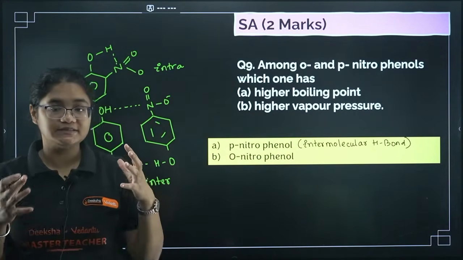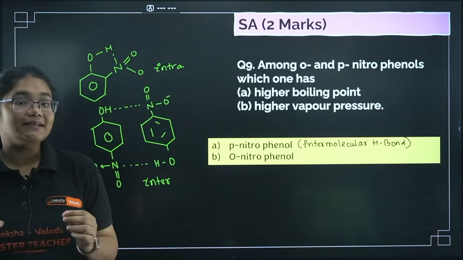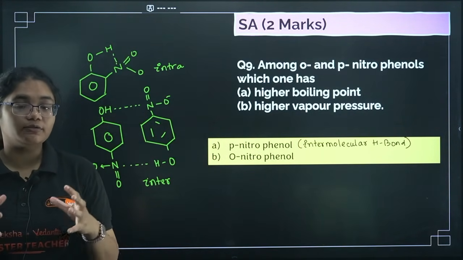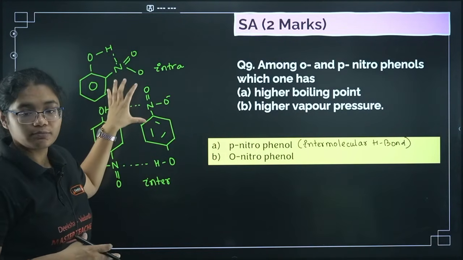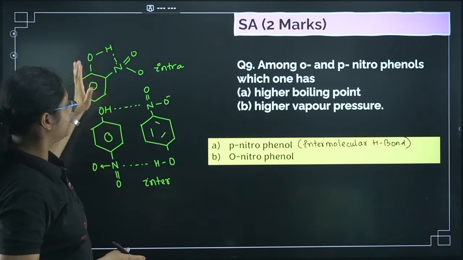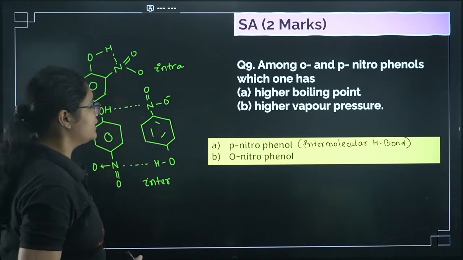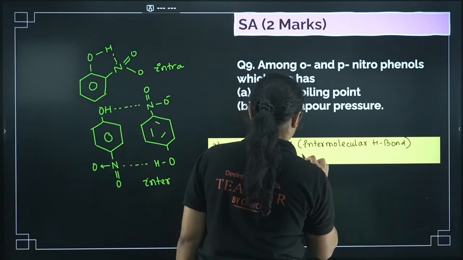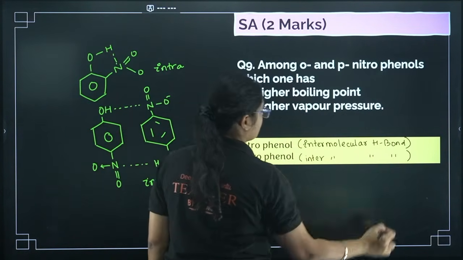Next, what we have, higher vapor pressure. Higher vapor pressure means it can easily evaporate. Now when can it easily evaporate? It can easily evaporate if the molecular attraction is weaker. So if there is intramolecular hydrogen bonding, it can easily evaporate because it is not bound to other molecules. It can itself go and evaporate. So that is why this one will have higher vapor pressure due to intramolecular hydrogen bonding.